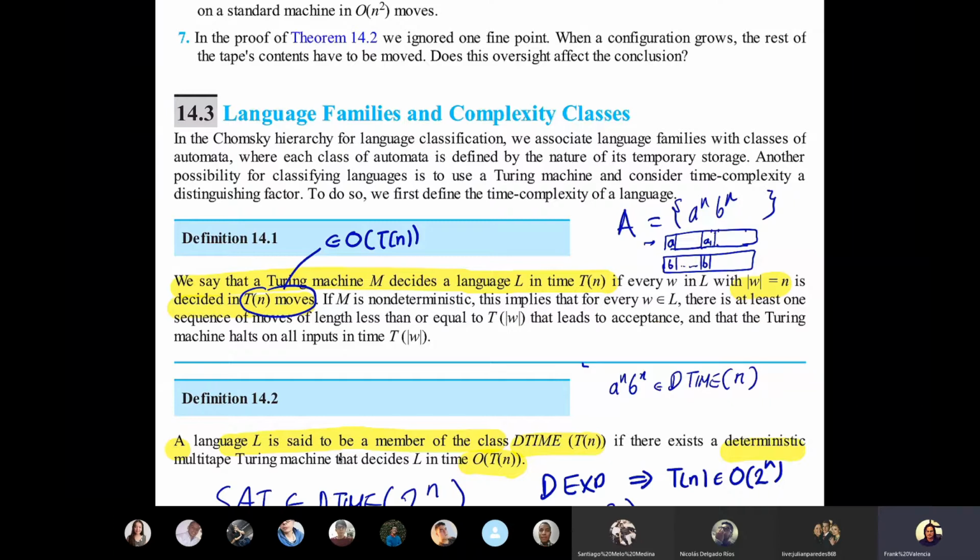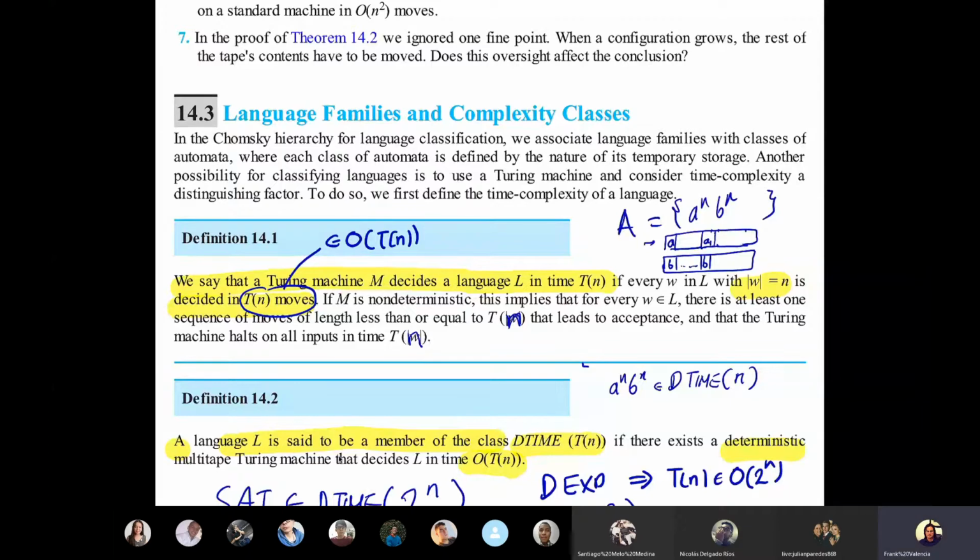It will be more clear if we have here n, here n. And that the Turing machine halts on all inputs in time T of n. Okay. So are there any questions about this definition?